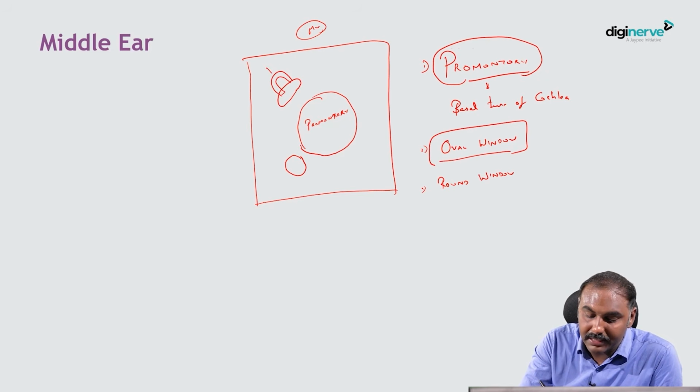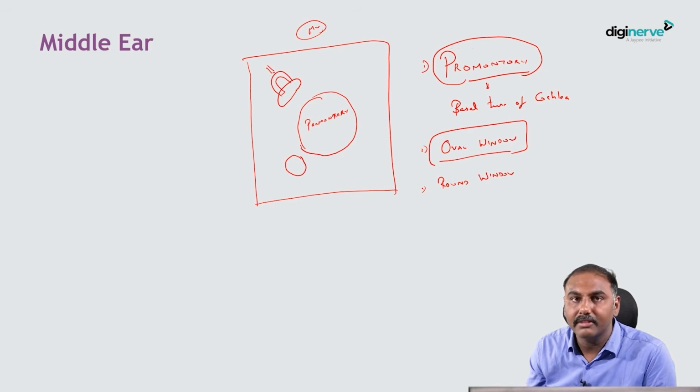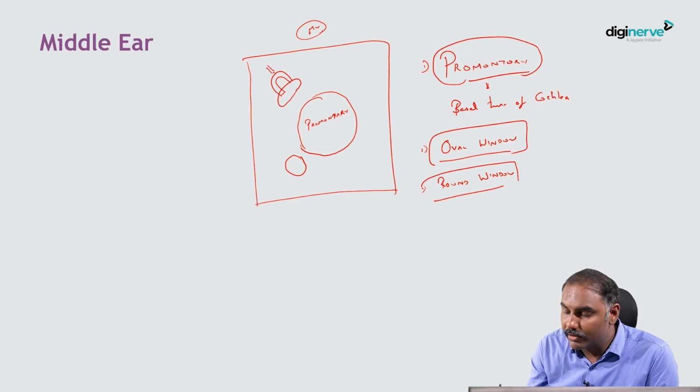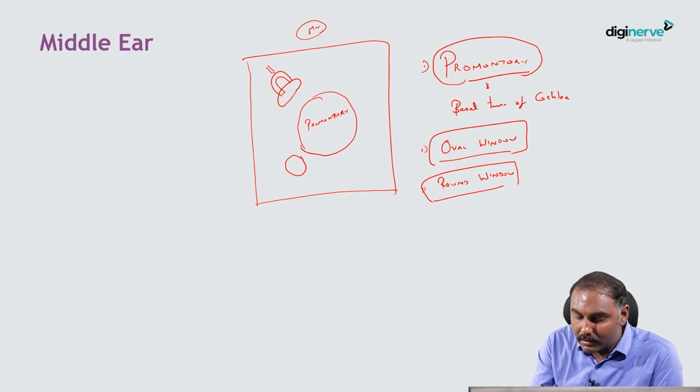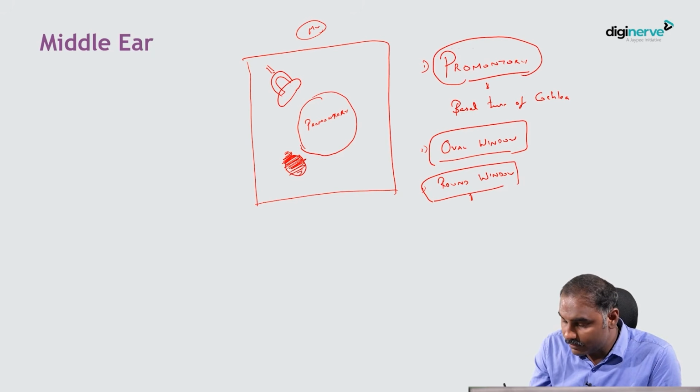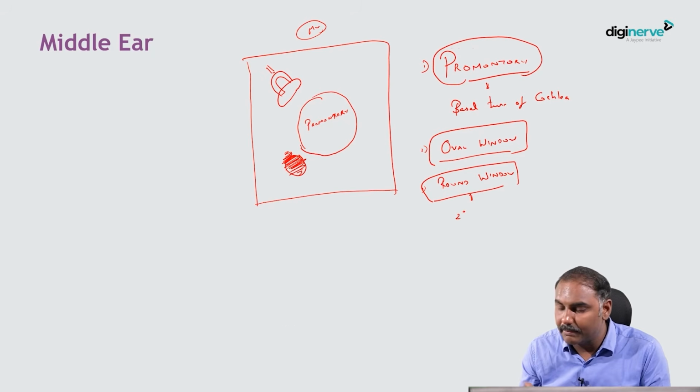So there will be Stapes here. Okay, the foot plate of Stapes closes the oval window. Okay, the round window is closed by a mucosal fold over the round window. We call it the secondary tympanic membrane. Okay, secondary tympanic membrane.